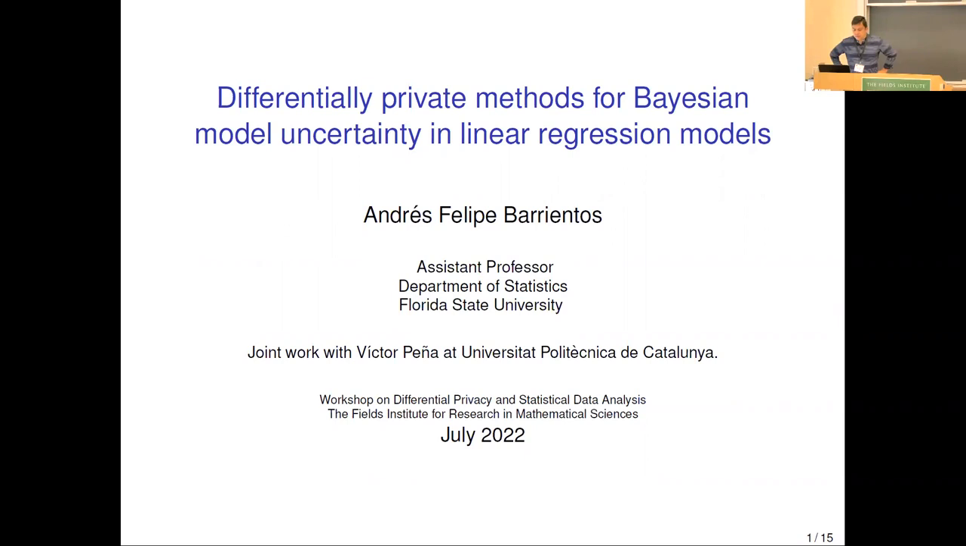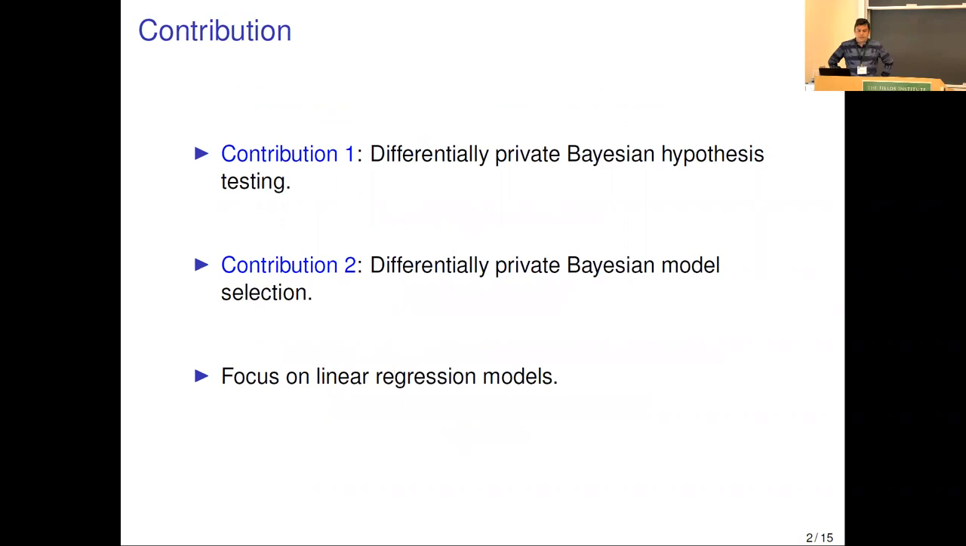I have to say that this is joint work with Victor Peña, who is currently an assistant professor at the Universidad Politécnica de Cataluña. What motivated us to do this work was the lack of methods in the DP literature for differentially private Bayesian hypothesis testing and model selection. So in this work, we made two contributions in this direction, two closely related topics, and we put a special emphasis on linear regression.